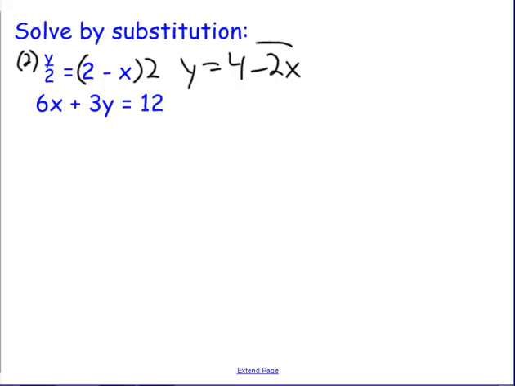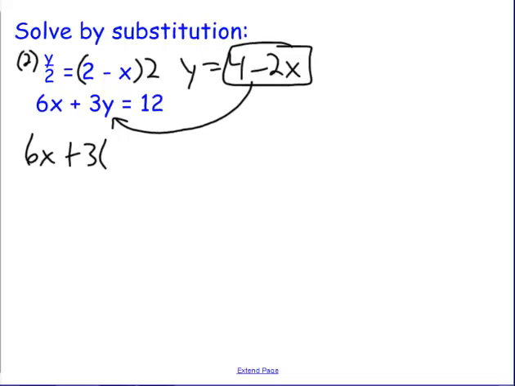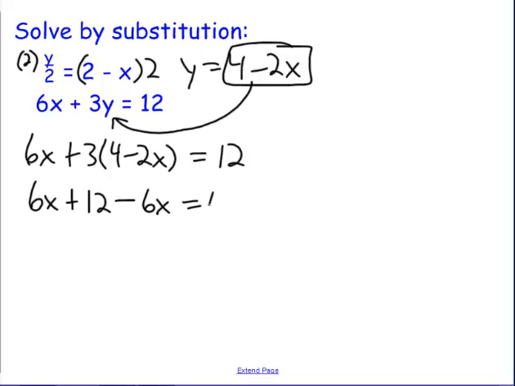So again, take this expression for whatever y is, 4 minus 2x. Substitute that in for y in the other equation. That's the only way this works. And so now I have a new equation of 6x plus 3 times, in parentheses, 4 minus 2x, and that equals 12. Work this out using the distributive property. I have 6x plus 12 minus 6x equals 12. Again, we combine like terms and we say, all right, those are going to cancel out. Now we have a different situation. We have 12 equals 12.